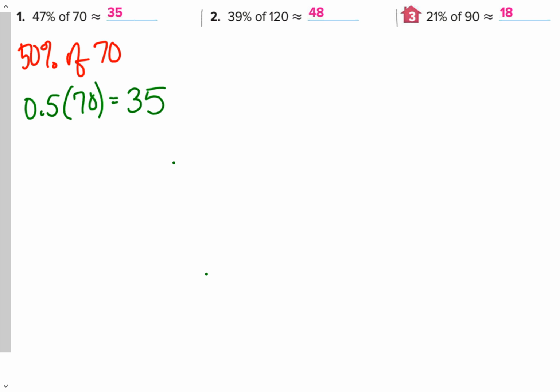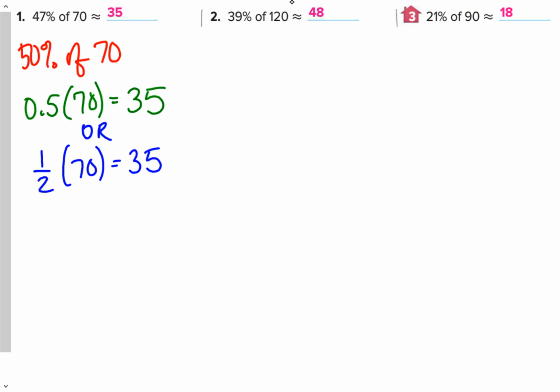For those of you who like fractions, I can say 50% is 1/2, and you can multiply that times 70. That also equals 35. So you can choose either way you like to multiply your percents. You can choose either decimals or you can choose fractions.